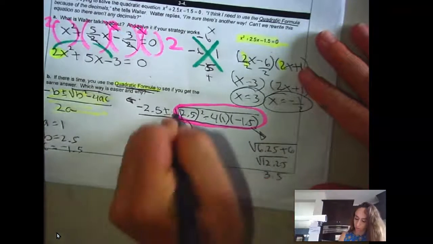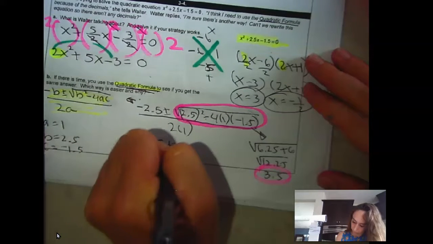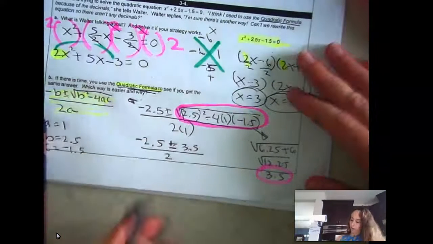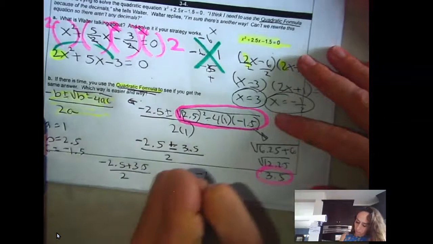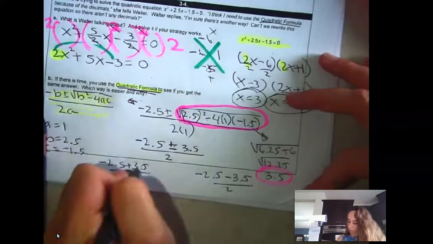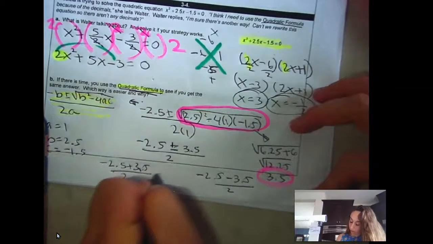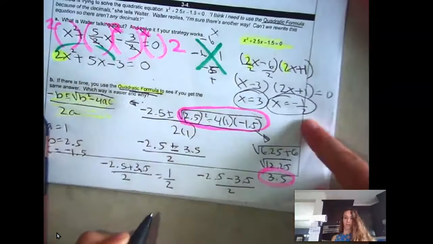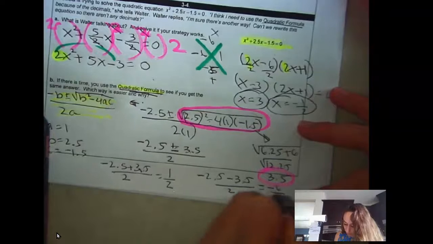So that means now all of this turned into this. So now I have negative 2.5 plus or minus 3.5 over 2. So that literally means negative 2.5 plus 3.5 over 2 and negative 2.5 minus 3.5 over 2. If I have negative 2.5 plus 3.5, I really have, ooh, something happened here. I got to figure it out. I'll figure out the mistake in a second. I have 1 over 2, but you notice how I got negative 1/2, so I got to figure it out. And then negative 2.5 and negative 3.5 is negative 6 over 2 is negative 3.